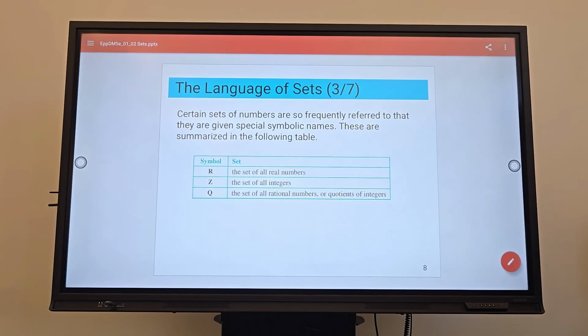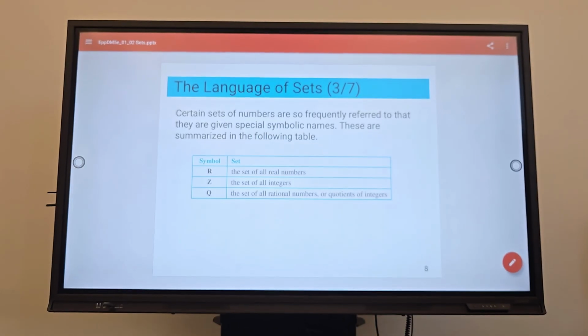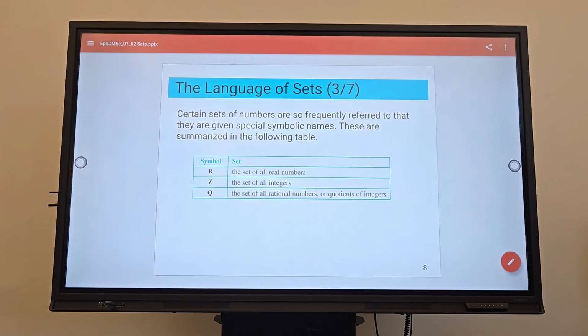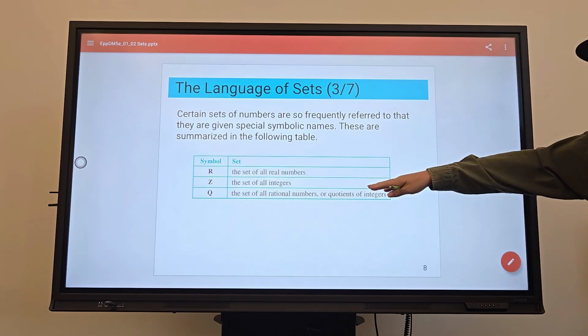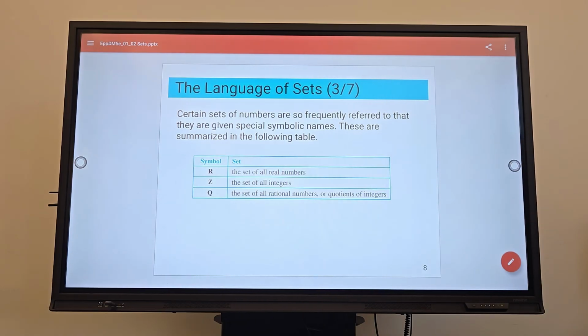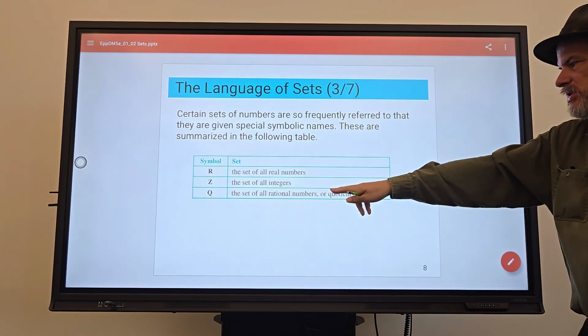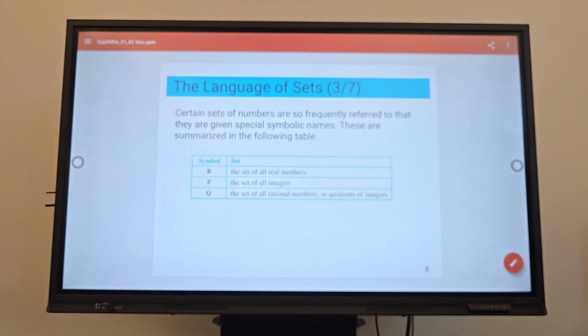Now, certain sets of numbers are so frequently referred to that they are given special symbolic names. These are summarized in the following table. R is the set of all real numbers. Z is the set of all integers. Where they get the Z for that, I don't know. But Q is for the quotient of integers, or rational numbers. There's also another one.